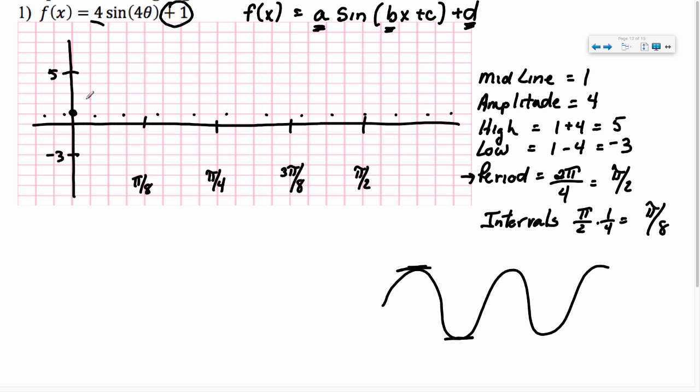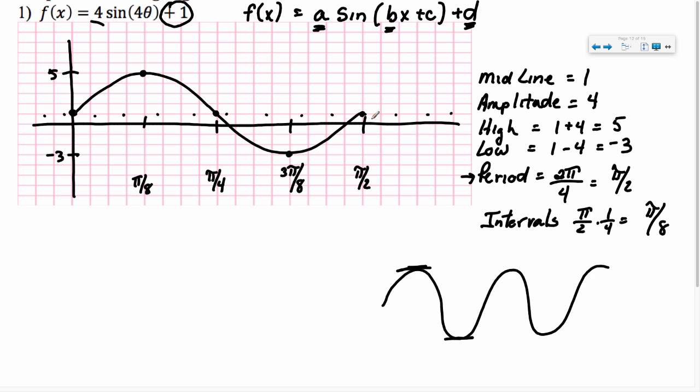At the first interval, we will be at our maximum. At the second interval, we'll be back at the midline. Third interval at the low. And fourth interval back at the midline. Let's connect this nice and curvy. Bam, there you go. That's a sine curve.